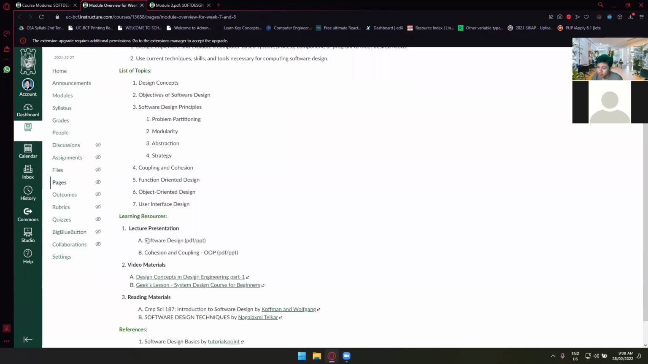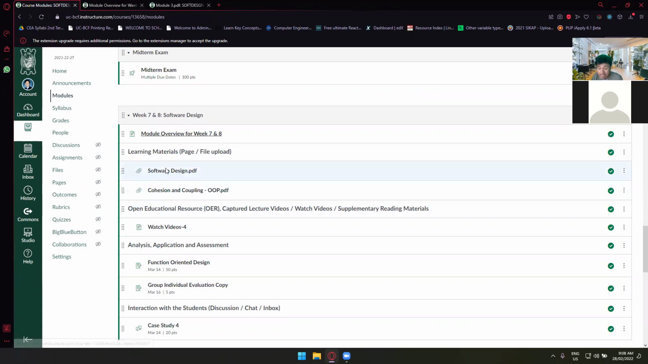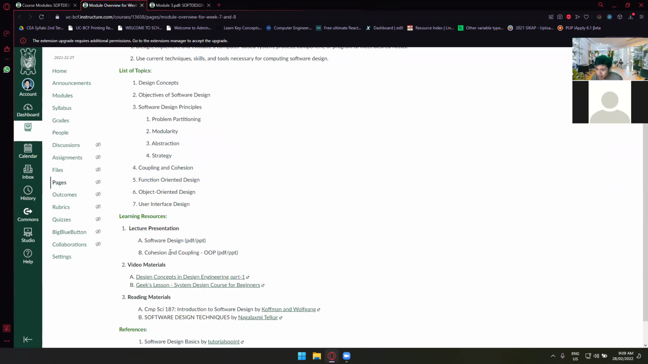We have two PDFs under this module. We have software design itself, which is the one that we're going to discuss later on, and then we have cohesion and coupling. I believe Ma'am Teresa added this one because it came from her OOP, object-oriented programming, class. This is just additional information regarding what cohesion and coupling are. Just to clarify, we will not discuss this one anymore since it is just a supplement. What we're going to discuss for today is software design only.